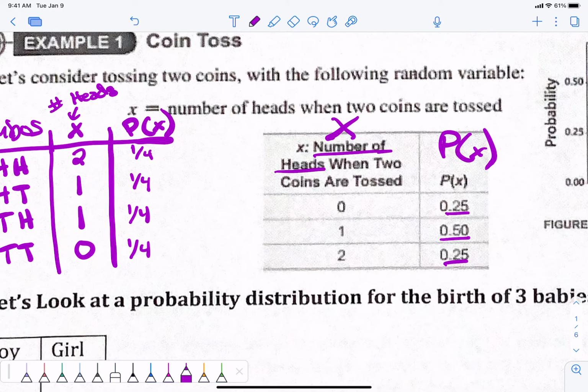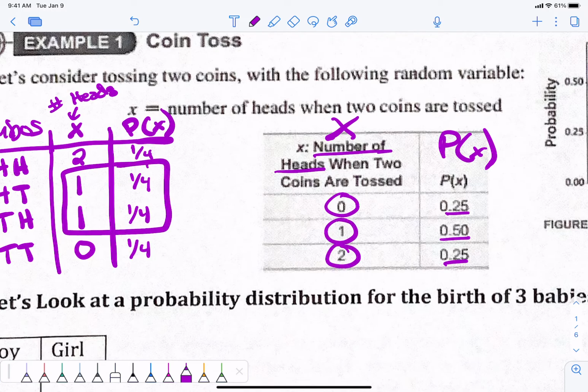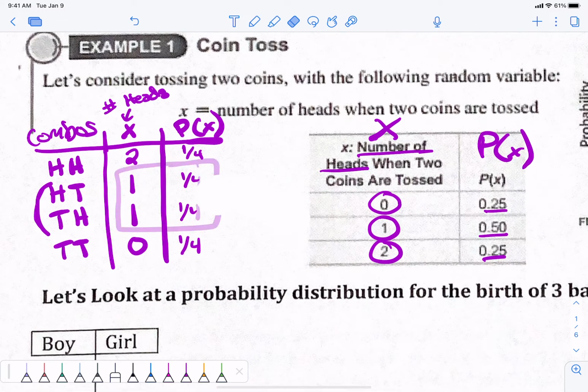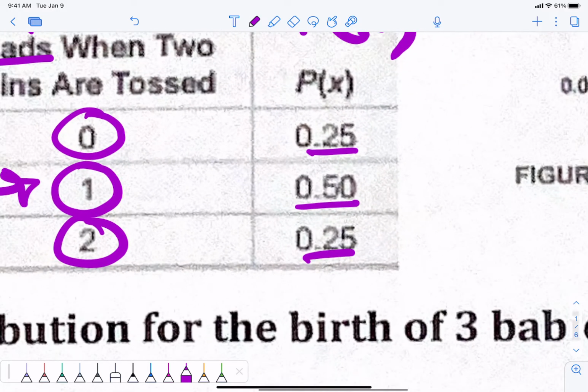No, they did count as 0. Look at their X's. They have 0, 1, 2. They just lumped these two together, right? So in that case, they're looking at heads, tails versus tails, heads, meaning it doesn't matter what order they go in. They're just looking at one head in general, so it could be heads, tails versus tails, heads. So they combined those into one category, and that's why it's worth 50%.